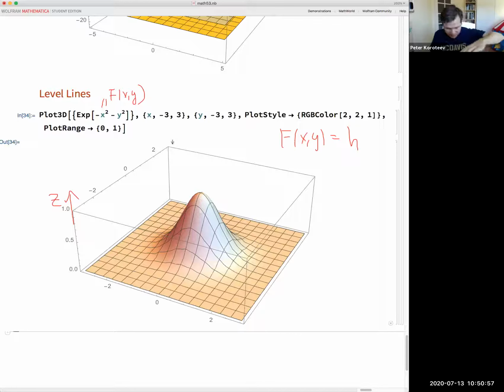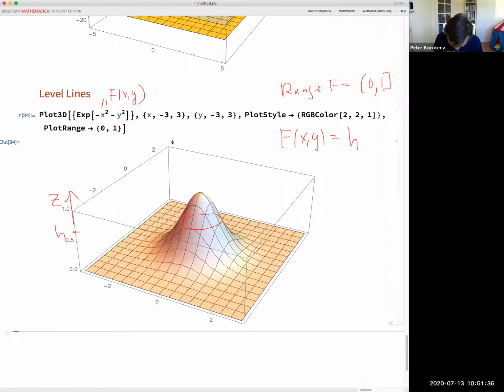Because it's an exponential, when x and y become large, it goes to 0, and near the origin, the value of the function is around 1. So the range of f is, well, 0 is never reached, so it's the open interval, but 1 is reached. So if you take the value of little h between 0 and 1, say 0.7, you'll get, in this case, a circle like that.